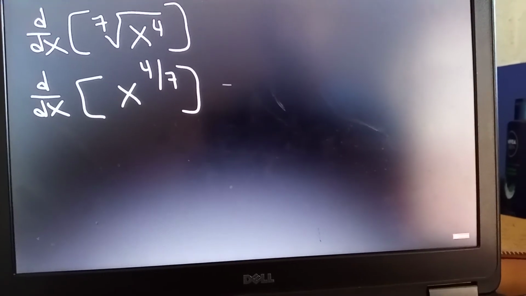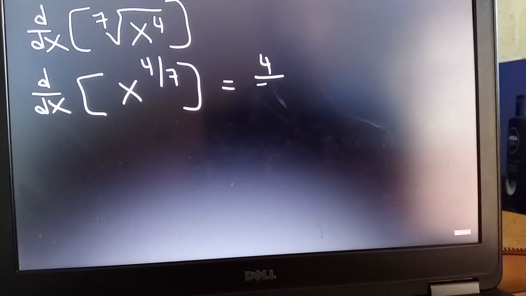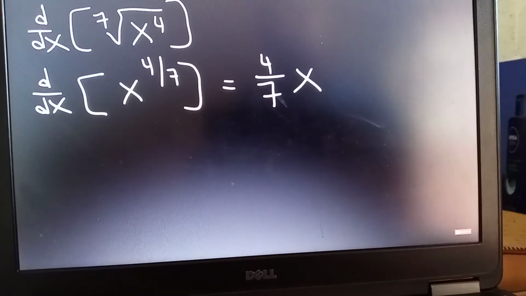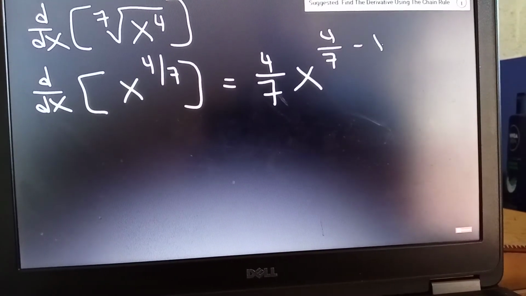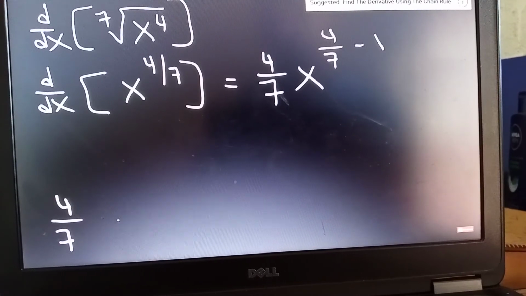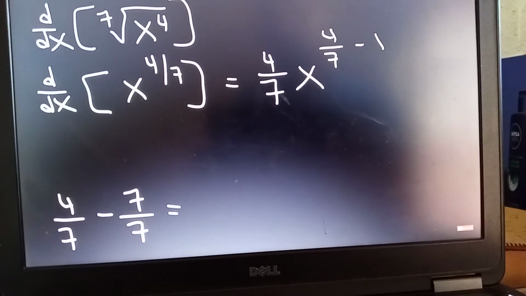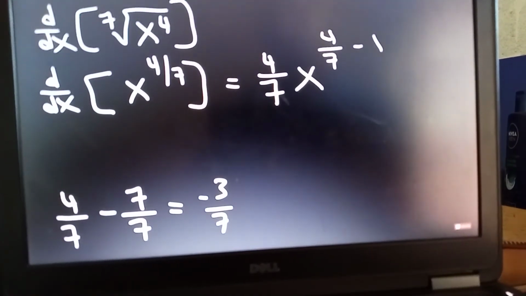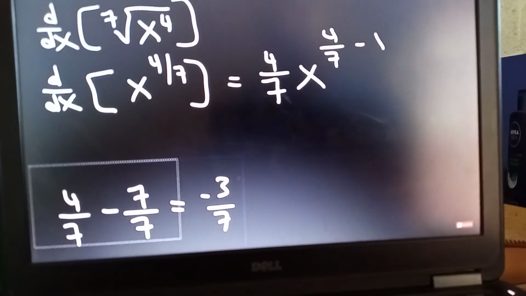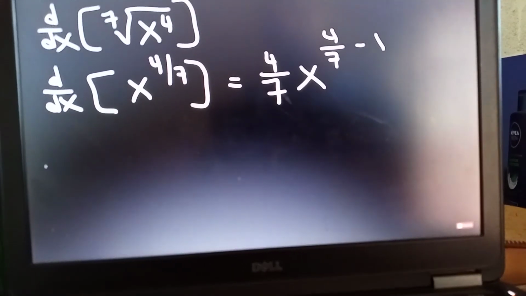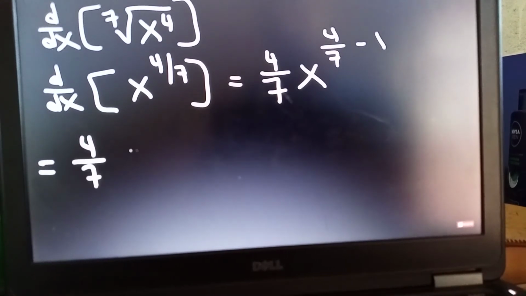So the first thing we need to do is rewrite it. This is going to be x raised to the 4/7. And now we could use the power rule. So it's 4/7 times x raised to the 4/7 minus 1. So 4/7 minus 1 is the same as 4/7 minus 7/7, which will be negative 3/7. And so this is going to be 4/7 x raised to the negative 3/7.